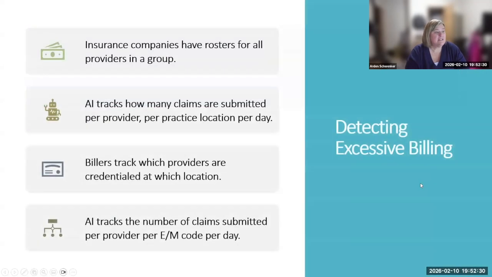So, how do you detect excessive billing? Insurance companies keep a roster for all the providers in a group. If somebody was billing 30 claims per day and now they're seeing 90 claims per day for that same provider, they're going to do an audit. They're going to audit charts. They're going to take money back.